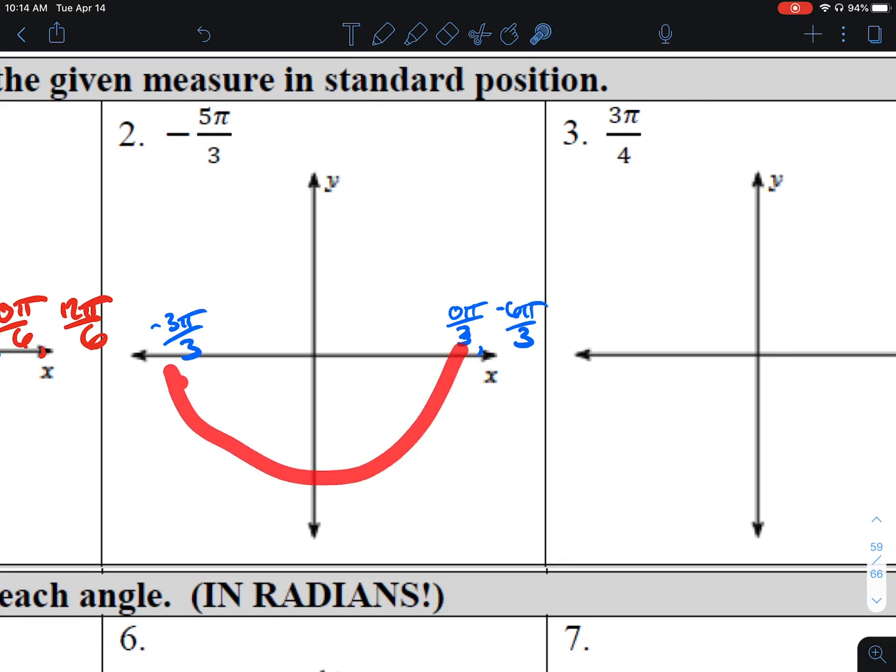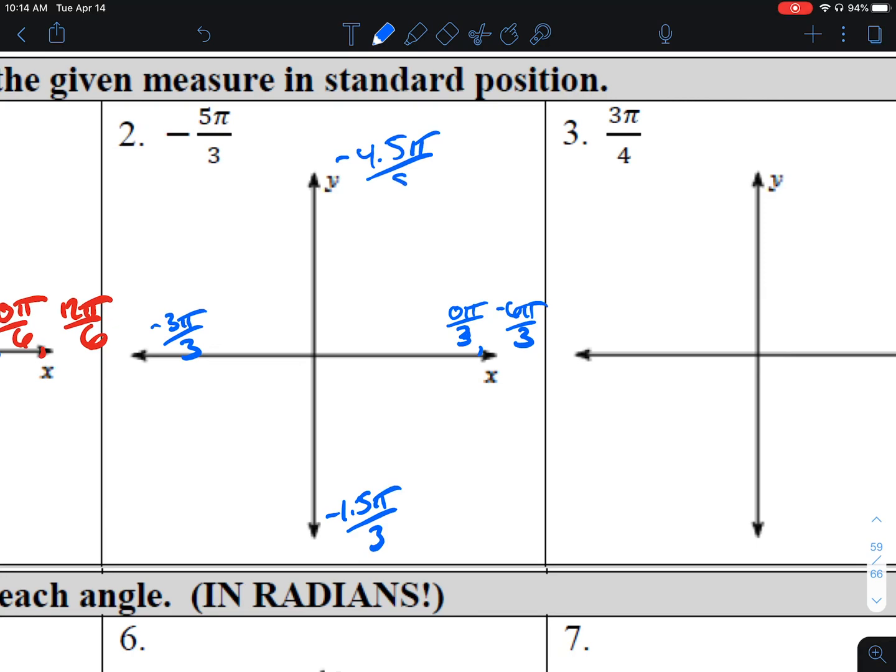Halfway between 0 and negative 3 is negative 1.5 pi over 3. The numerator is decreasing by 1.5 each time. So we're going to get negative 4.5 pi over 3. And then from here, hopefully you can see that negative 5 is going to fall between negative 4.5 and negative 6. So our angle is going to look like this. Negative 5 pi over 3.